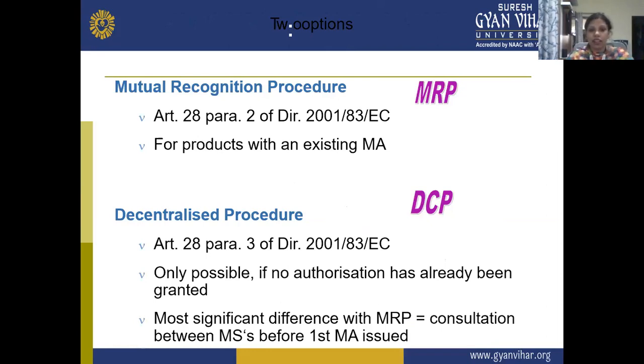Now, other than the centralized procedure, there are two options. One is MRP, second is DCP. Okay, so we have discussed what is MRP, mutual recognition procedure, and decentralized procedure. So the mutual recognition procedure is in Article 28, Para 2 of Directive 2001/83/EC, the European Commission, and for products with an existing MA, that is marketing authorization, it is required. So mutual recognition procedure is basically followed for an already existing marketing approval. That is, if a marketing approval exists in any other member state or anywhere, you can apply for the mutual recognition procedure for this.